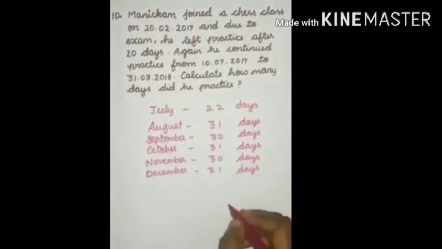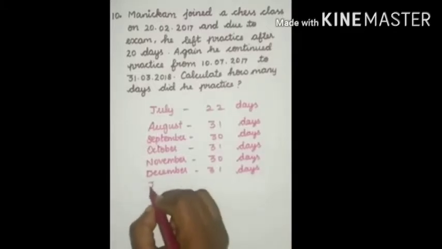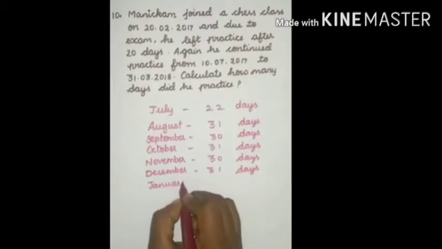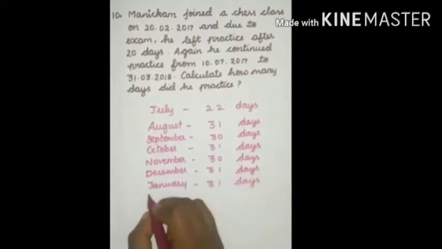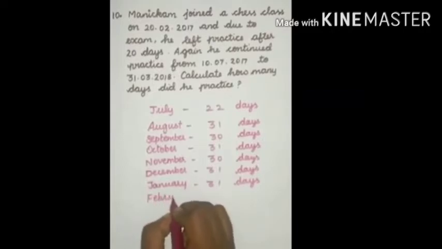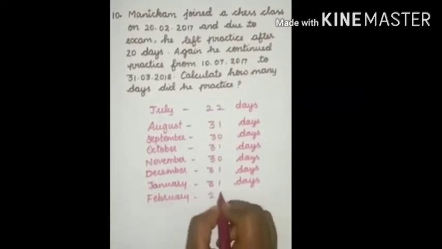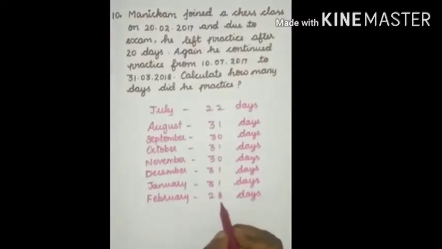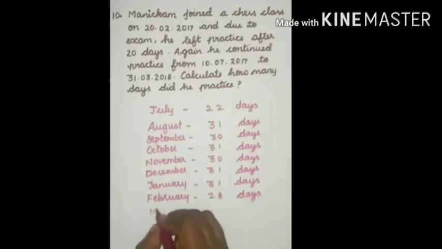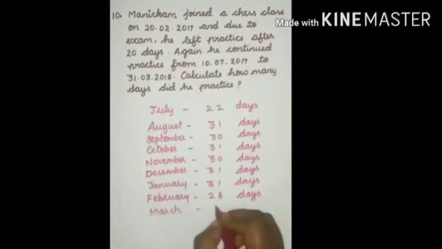We have to find up to March 31. January, 31 days. February, 28 days because 2018 is not a leap year. So February has 28 days. And then March, 31 days. Students, is it clear now?